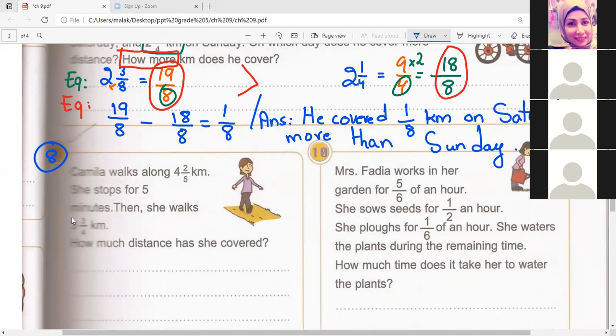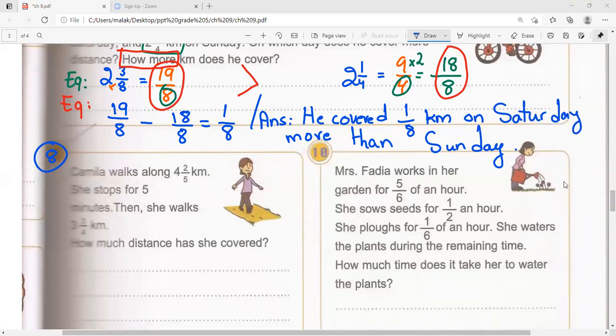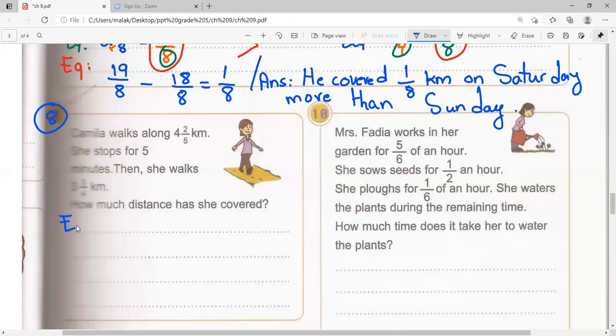She covered 2 over 5 kilometers. Then she covered how much? 3 over 4. Okay, so how many kilometers does she cover in all? How do we find the total distance? We need to put 2 over 5 plus 3 over 4. So we have to add the two distances. That's it: 2 over 5 plus 3 over 4.